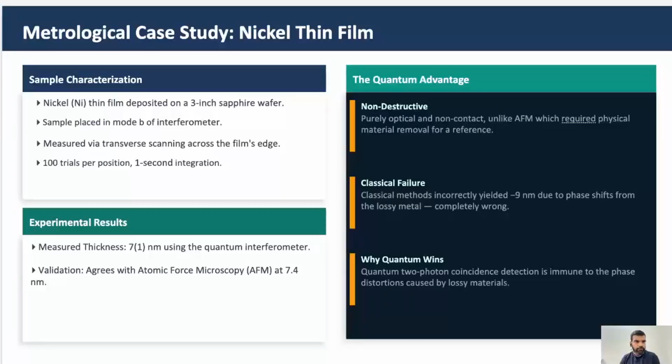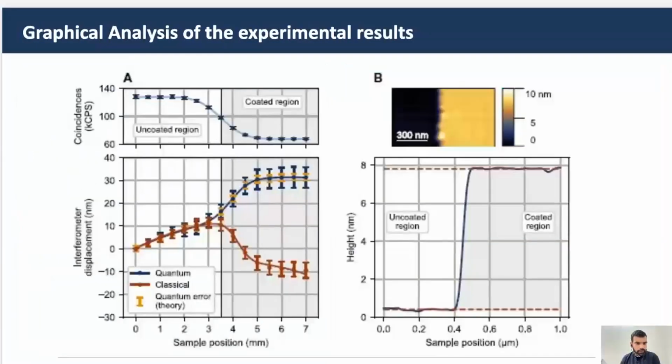And now we will head to the next slide, which is the graphical analysis of the results. Now this slide shows us the experimental data from the thin film measurement. Let's talk about what we are seeing.